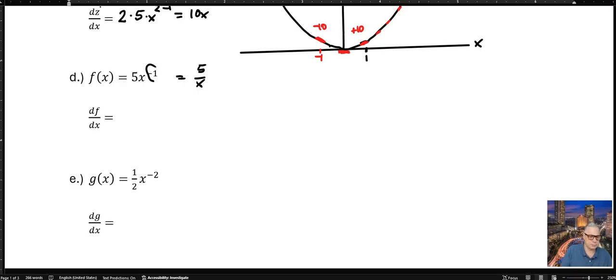So again, step 1, that goes in front. So we have negative 1 times 5 times x, minus 1 is minus 2, and then the derivative would be now negative 1 times 5, that's negative 5 over x squared.